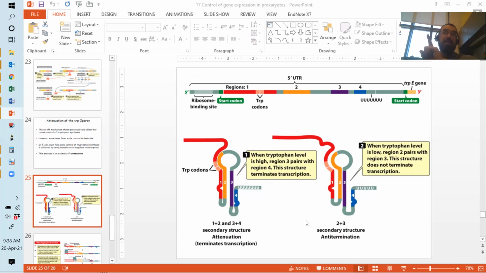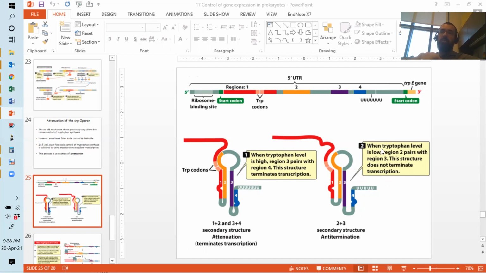So that's one key point, right? So if this terminator loop forms, transcription is terminated. If it does not form, transcription proceeds into the trpE gene and the rest of the trp operon gets expressed.